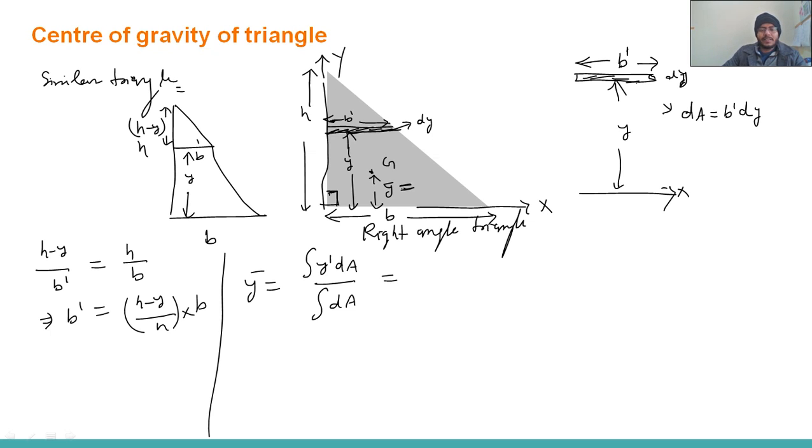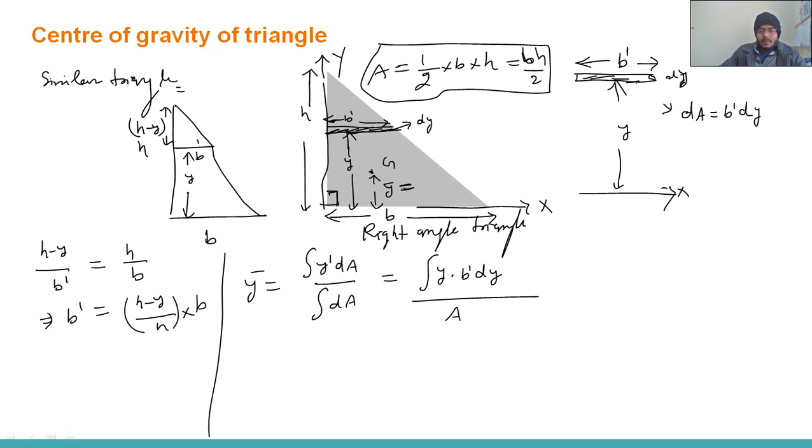What is the y dash here? y dash is the centroid of a small area segment from the x-axis. So y dash will be y here. So integration of y dA, where dA is b dash dy, and integration of dA is A. And A is the total area of the triangle, that we know, half into b into h, or BH by 2.